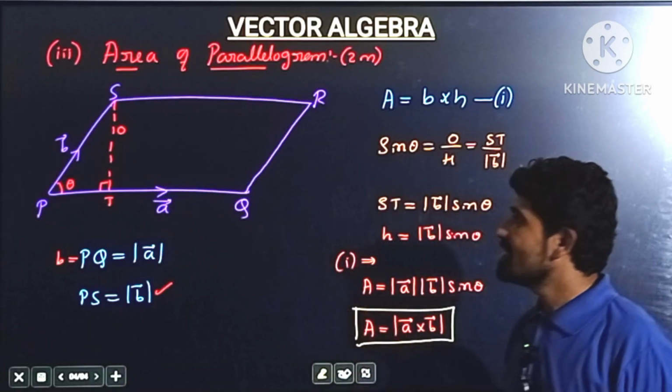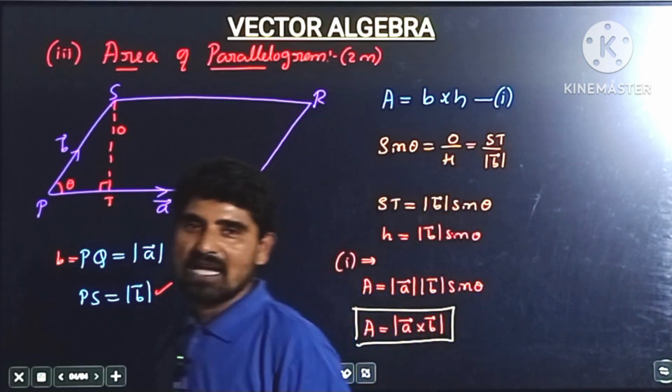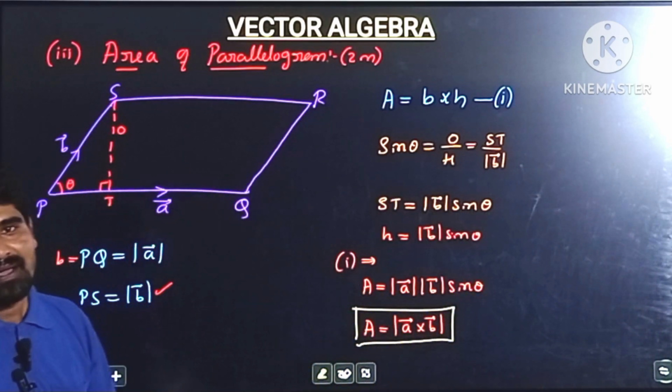I hope all of you understood today's 3 concepts: vector product or cross product of 2 vectors, area of the triangle and area of the parallelogram.